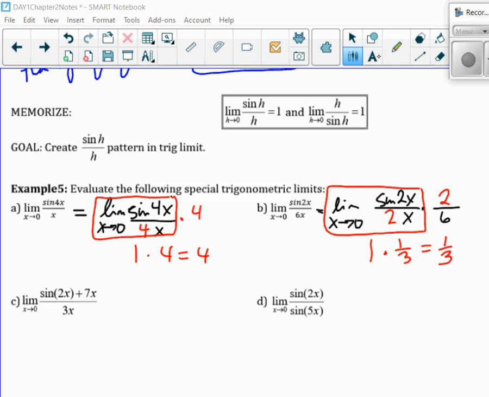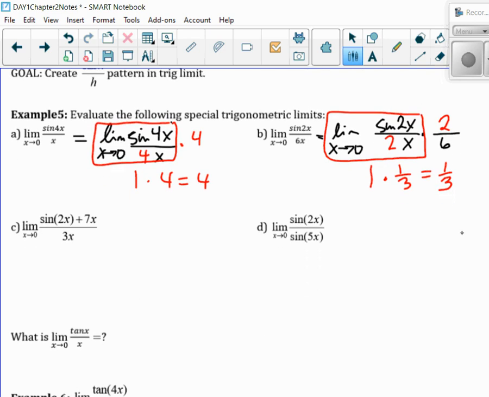This one's a little bit different, though. This one's got an addition in between. So you have to remember now, what can you do here? Huh? No, you can't. No.